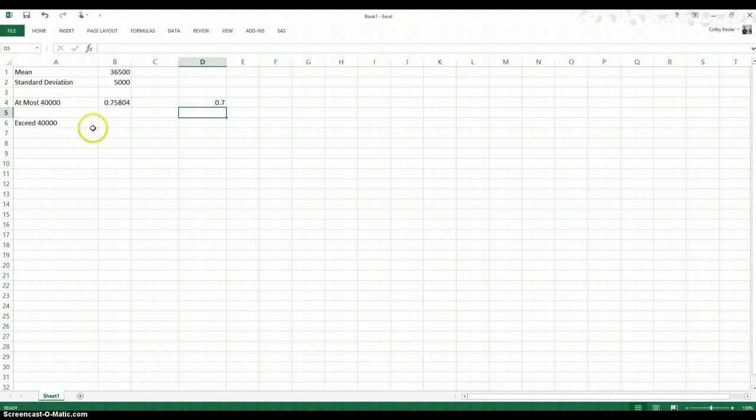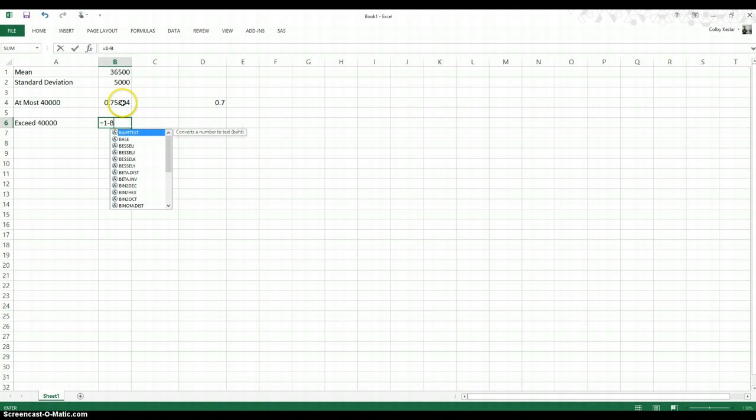Okay, so then to find exceeds 40,000 miles, well, that's the complement of at most 40,000, so I'm just going to hit equals 1 minus, and then the answer I got here, which is in cell B4, so I'll enter that, and then that pops up as 0.24196.